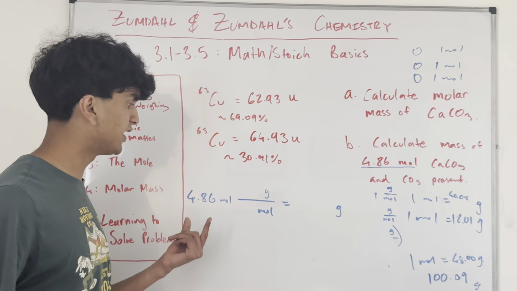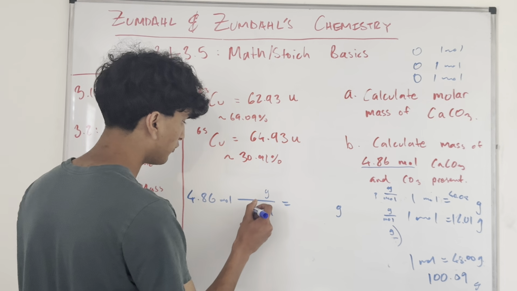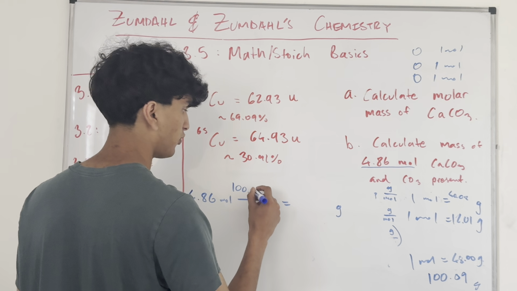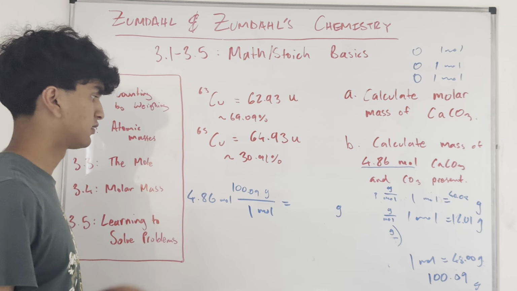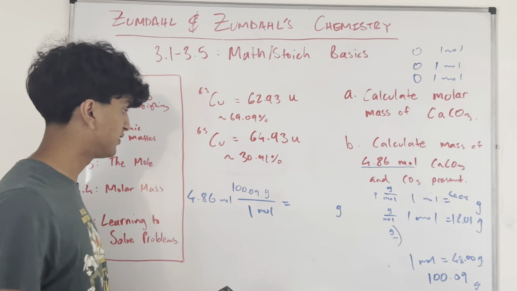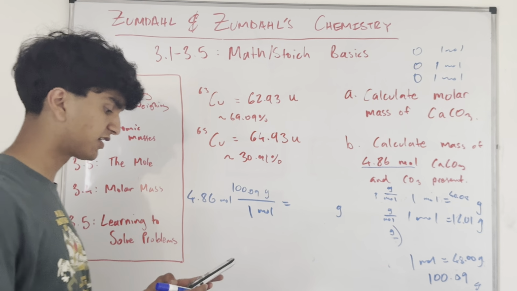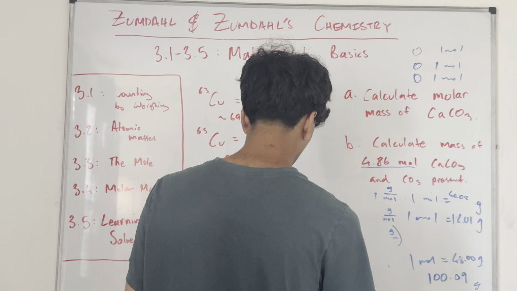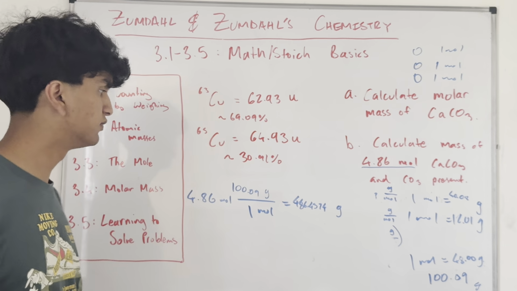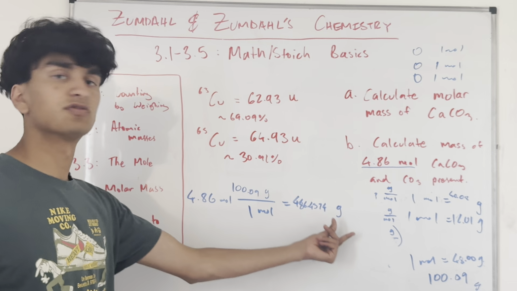Okay. Well, hey, I just found out that in 1 mole, it's going to be 100.09 grams. When I multiply this out, it's 4.86 times 100.09, and I get 486.4374. Sig figs will matter eventually. Significant figures, how many decimal places I want, we'll do soon.